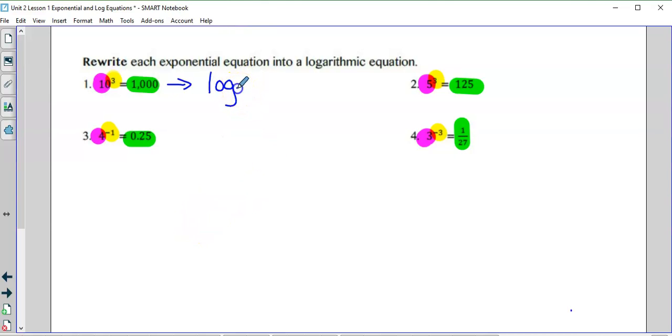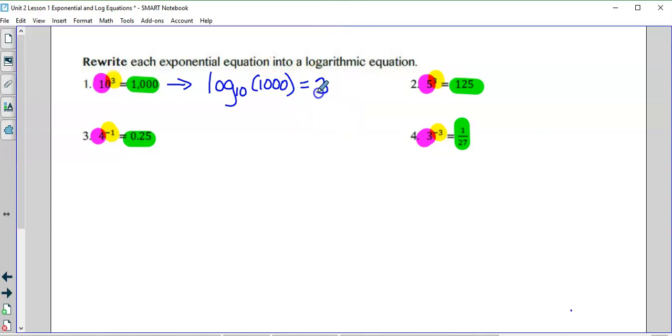The base always goes down there, which is called a subscript. Instead of being up like an exponent, it's down below the word. So the base goes there. And then this part that's in green, get used to putting it in parentheses. You'll be glad you did later.